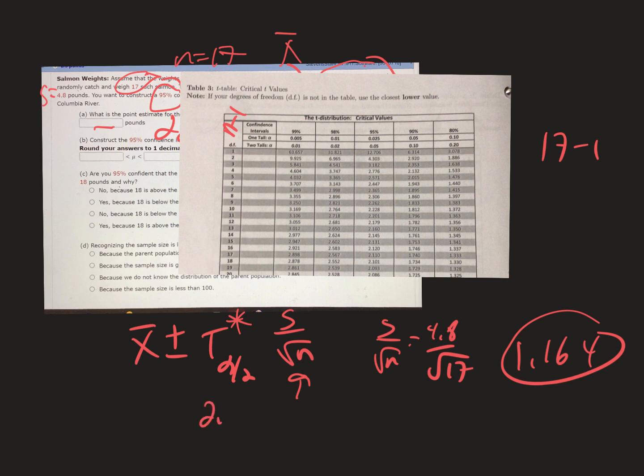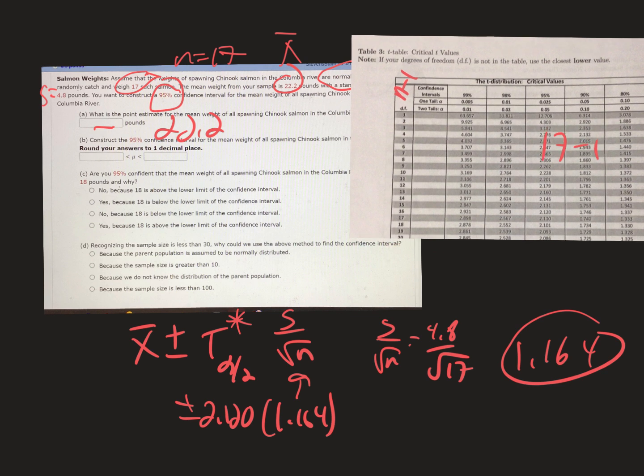So we're going to do 2.120 times the 1.164, plus or minus our sample mean of 22.2. We'll take 22.2 and subtract the product, which gives me the lower bound, and we'll take 22.2 and add that product, which gives the upper bound. Then you compare it, just like that last question I just did.